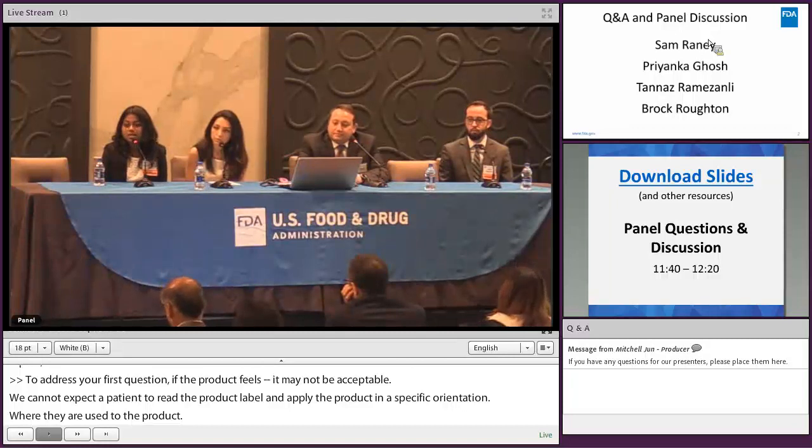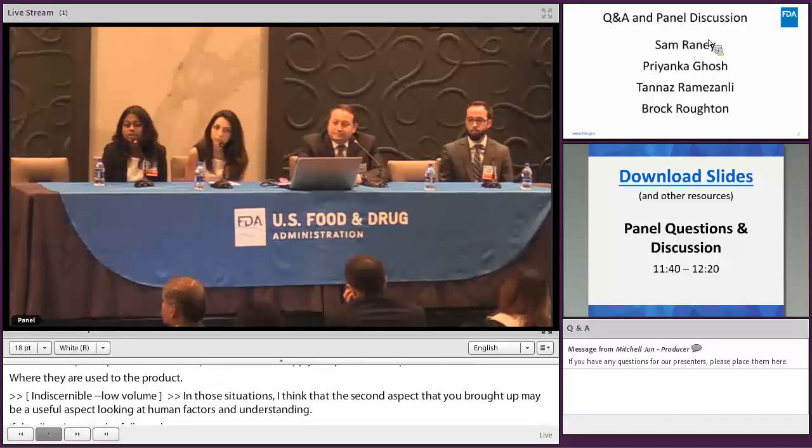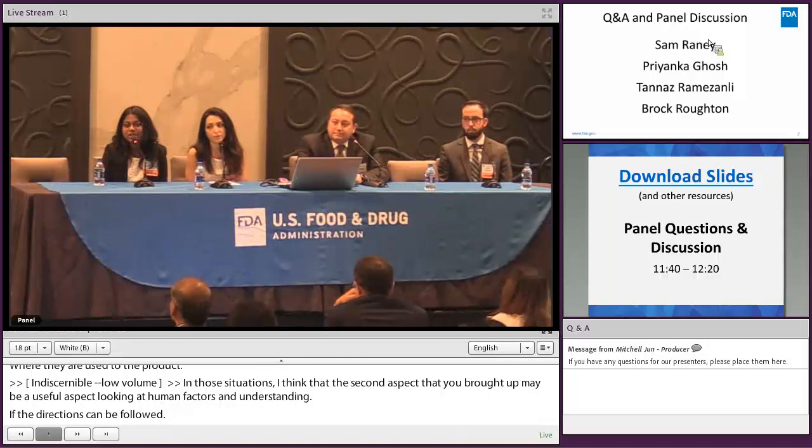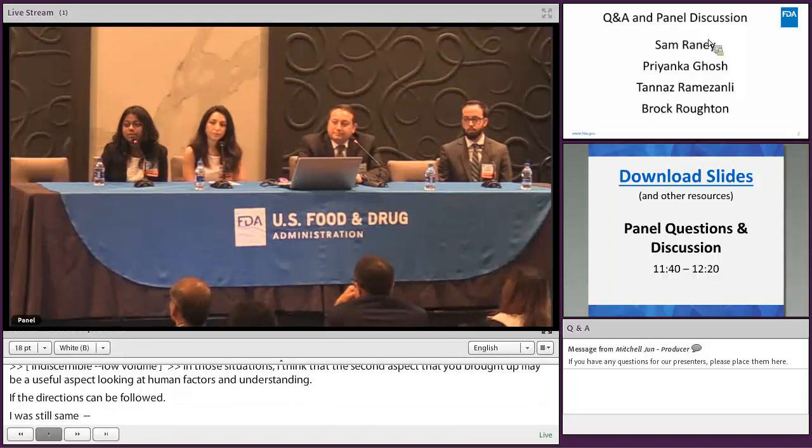But I would still say that this is a failure mode that we would take very seriously if the product is falling off when you are applying it in one orientation compared to the other, and the expectation that patients would read and apply and follow the directions exactly is a relatively high standard, specifically when there are design differences between the test and the reference products.